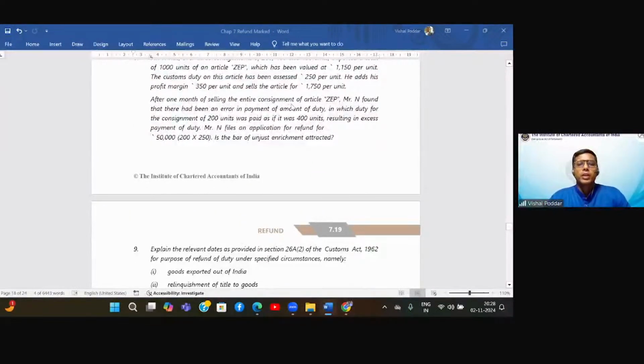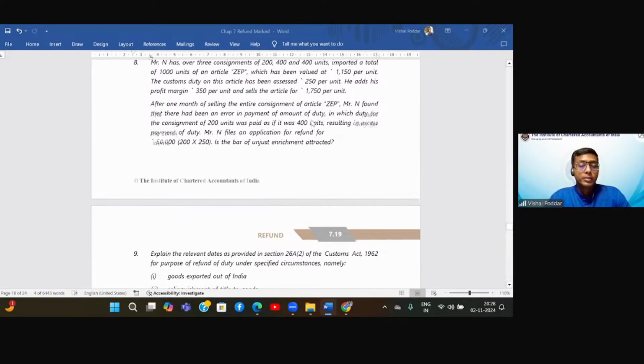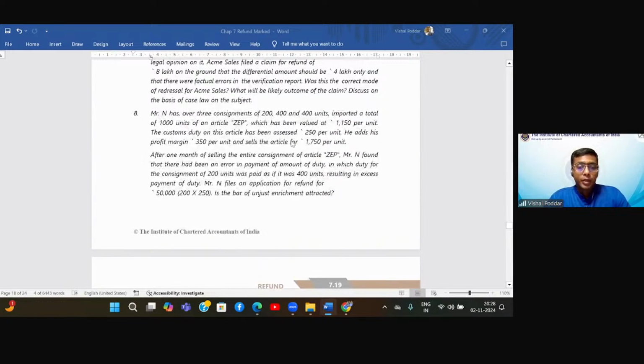After 1 month of selling the entire consignment of the article, Mr. N found that there had been an error in payment of duty, in which duty for the consignment of 200 was paid as if it was 400. Okay, resulting in excess payment of duty. Mr. N files an application for refund. Now, please understand, students. See, they have even mentioned that you have added this customs duty. You have added at the rate of 250 per unit. But now what is the mistake?